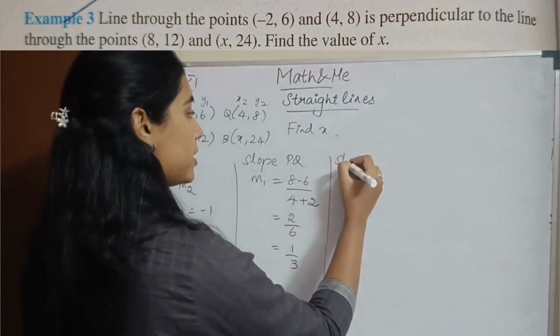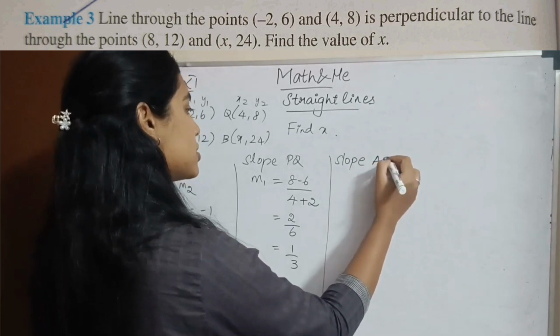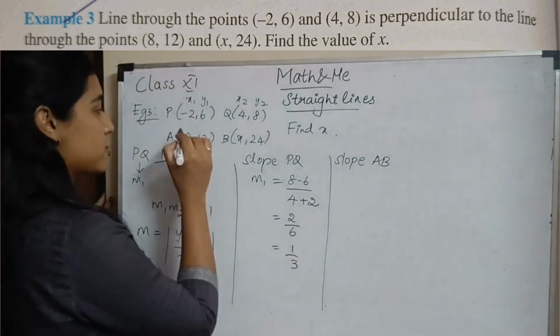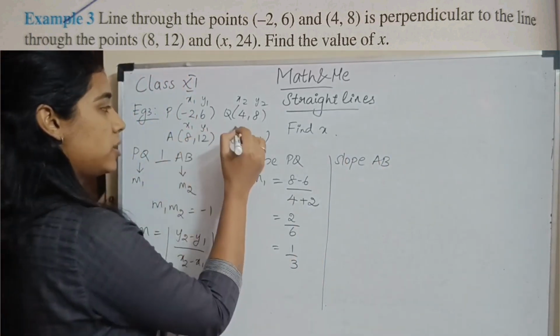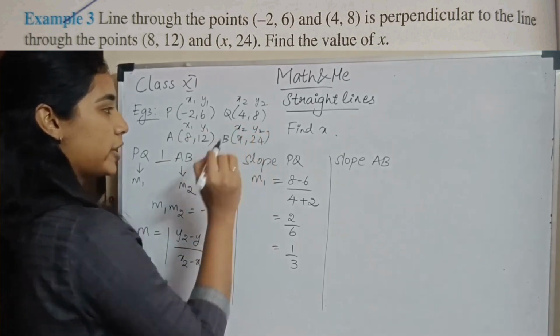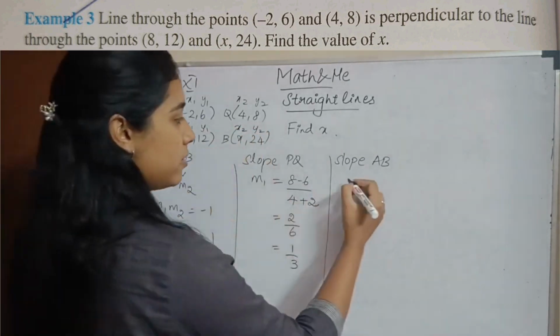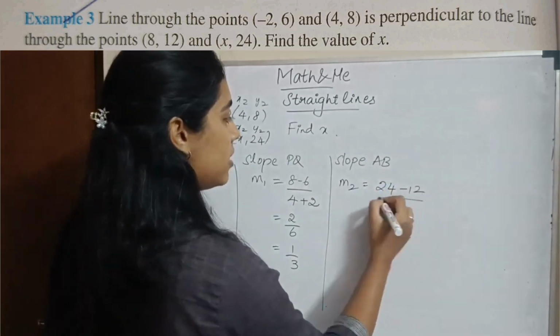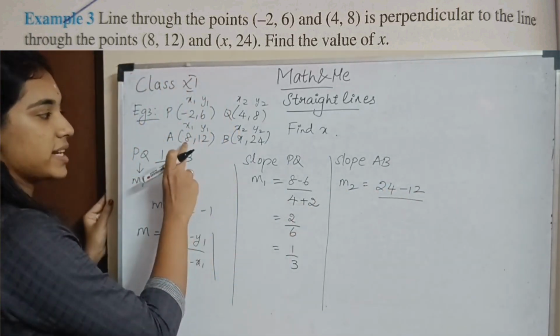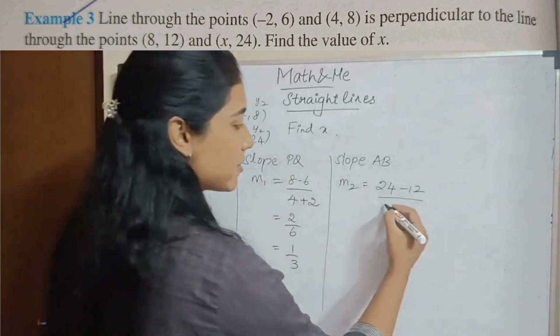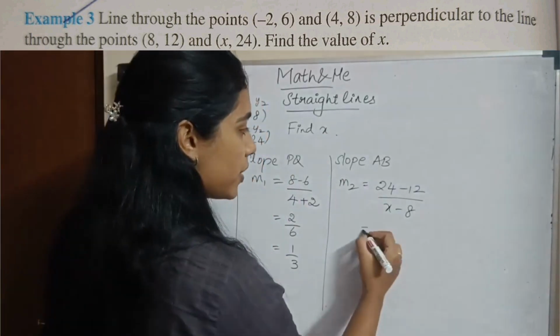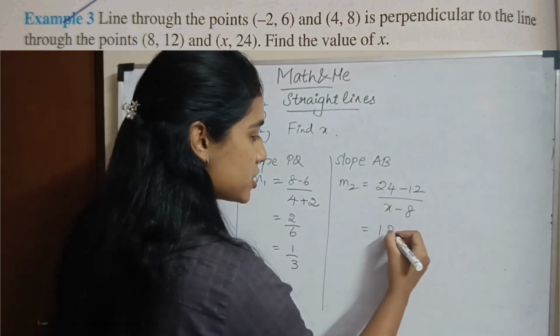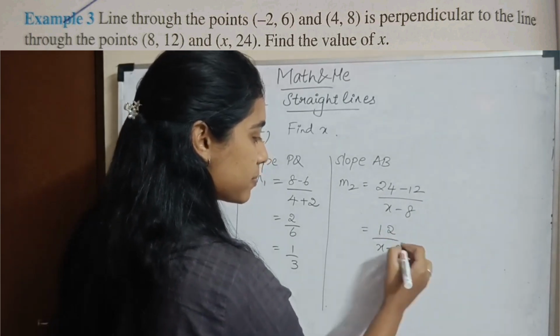What is slope AB? Let us now change the values of x1 and x2. So now this becomes x1, y1 and this becomes x2, y2. m2 is 24 minus 12 divided by x2 minus x1, which is x minus 8. So what do you have? 24 minus 12 is 12, divided by x minus 8.